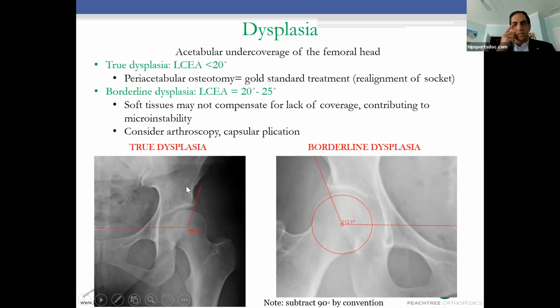I think that this is the single most helpful test, but stability really needs to be looked at with all of these factors, including an anterior center edge angle through a false profile view. And in the setting of borderline dysplasia, arthroscopy can be considered, but plication should be associated with that in terms of the procedure to prevent and treat microinstability potentially.